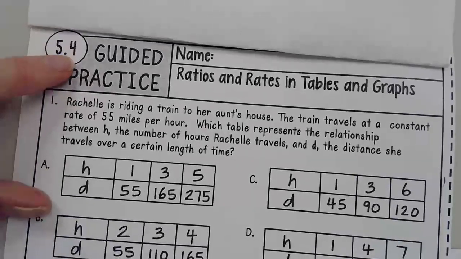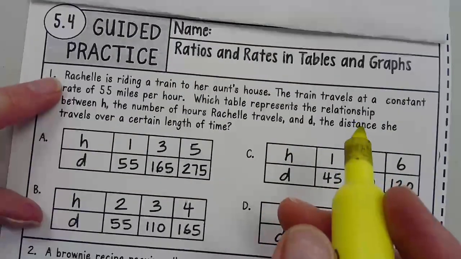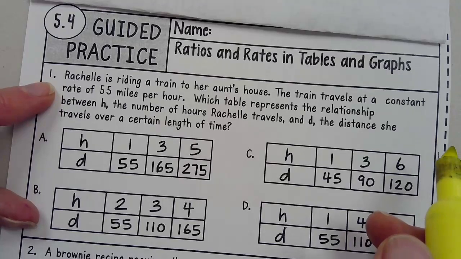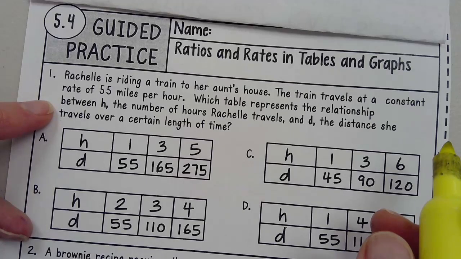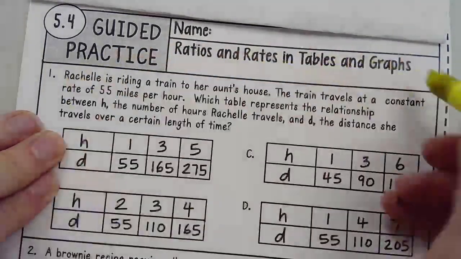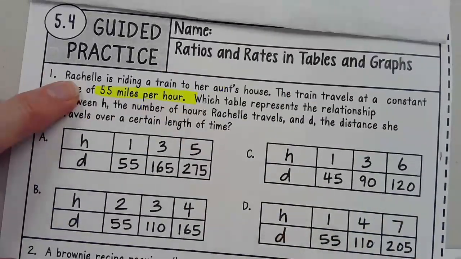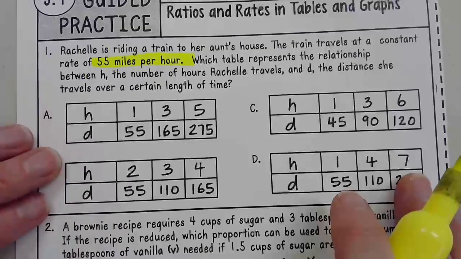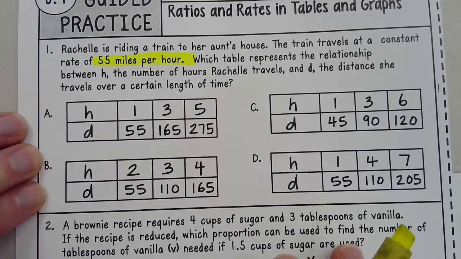So for each one, highlight the important information. I'll help you do that right now. And then you're going to stop the video and see if you can go back and slash the ones that don't make sense. So Rachel's riding a train to her aunt's house. The train travels at a constant rate of 55 miles per hour. Which table represents the relationship between H, the number of hours Rachel travels, and D, the distance she travels over a certain length of time? So we know that this is 55 miles per hour. And so that's going to be helpful in identifying ones that do not work, and then to help us find the one that does work as far as a ratio table that fits this word problem.